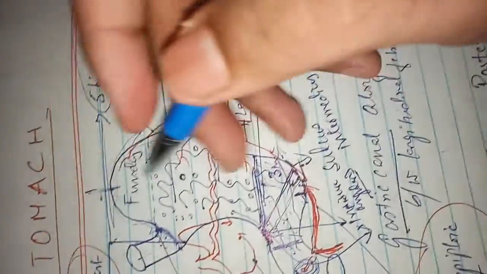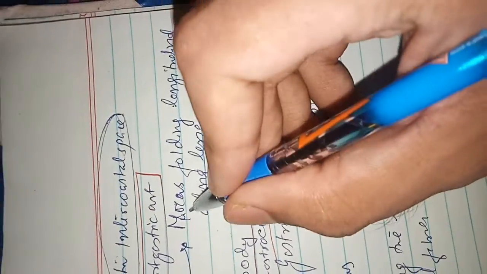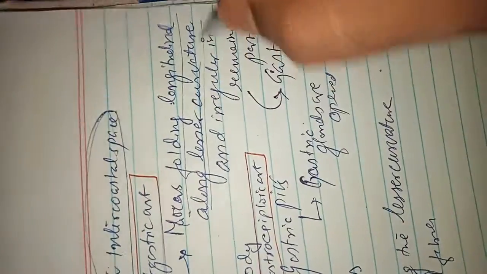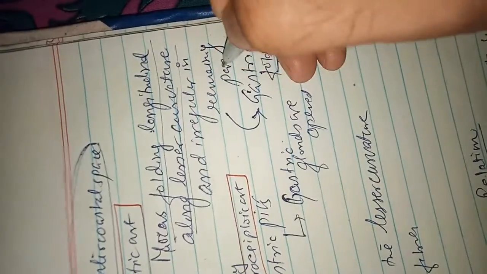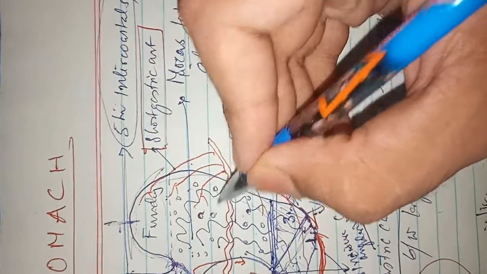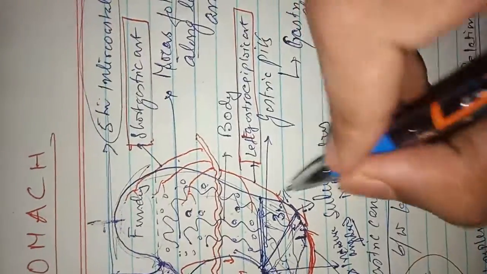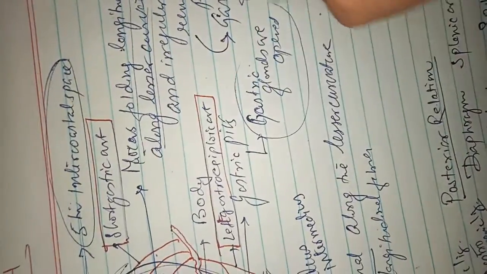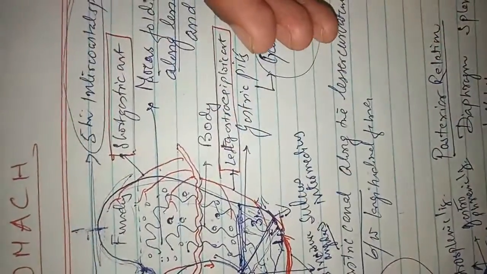Now inside the stomach there are rugosities, the mucosal folds. There are mucosal folds in the longitudinal direction along the lesser curvature, and irregular ones elsewhere. These are the gastric folds, and there are gastric pits. These dots which we are seeing are the gastric pits, where the gastric glands open.